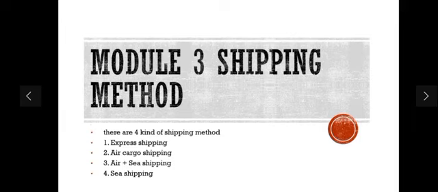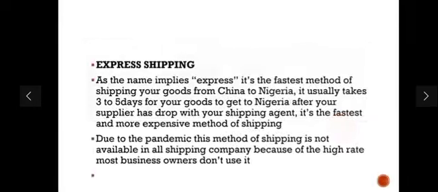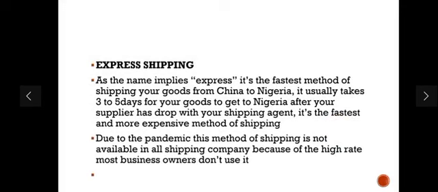And there are 4 kinds of shipping method which we'll be discussing in this module. Number 1 is express shipping, number 2 is air cargo shipping, number 3 is air plus sea shipping, and number 4 is sea shipping. So these various shipping methods, we're going to discuss them in detail in this module. So number 1, express shipping.